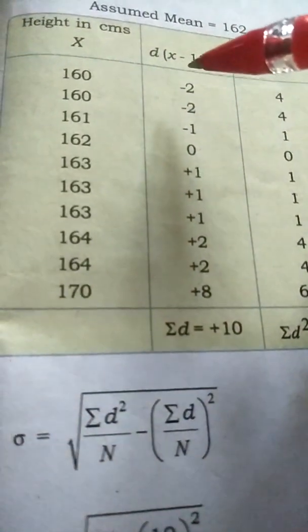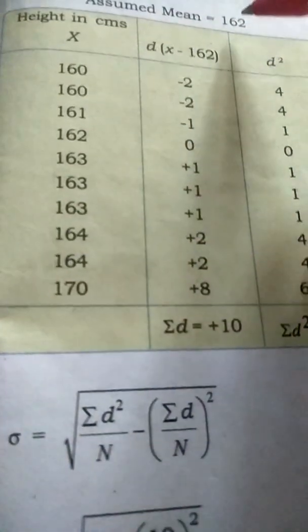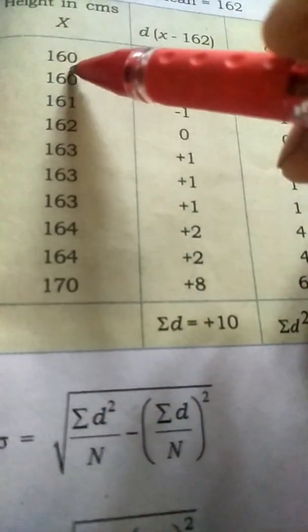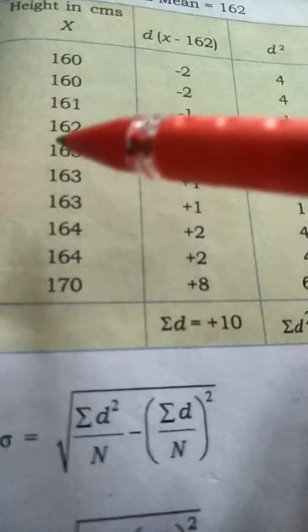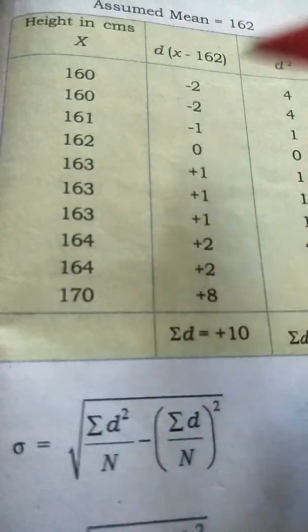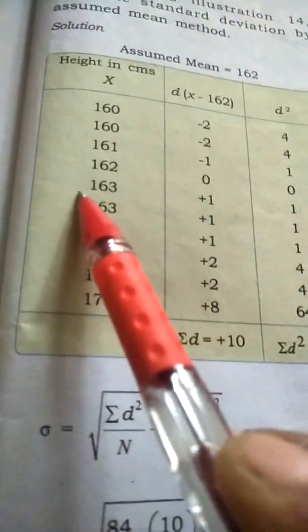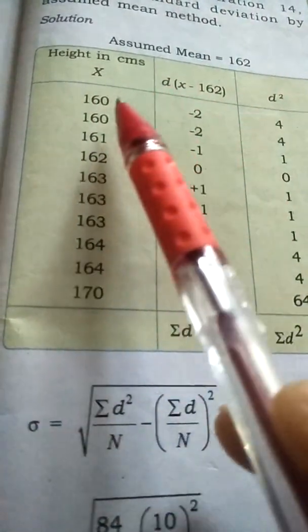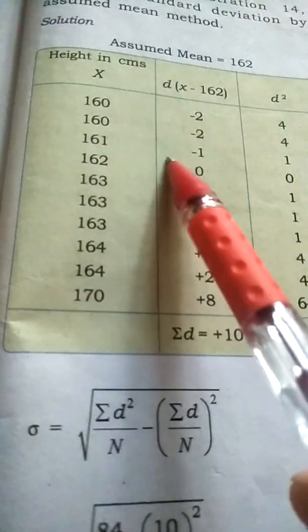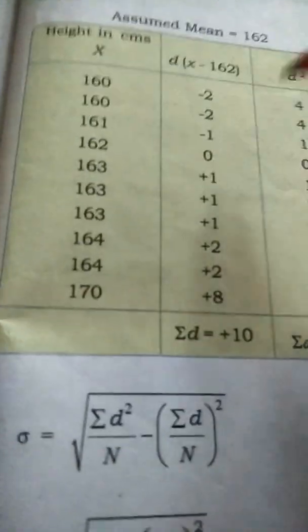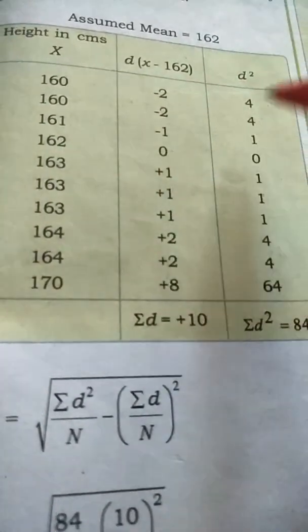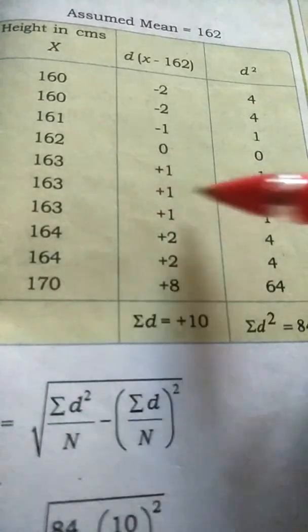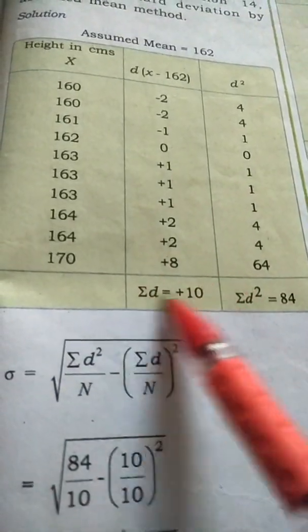Next you need to find the d value. The d value here is x minus a. A here is 162. So 160 minus 162, 161 minus 162, and so on. From these values you need to subtract 162. 160 minus 162, 160 minus 162, 161 minus 162, 162 minus 162. Similarly, you need to find all the d values. Next, you need to find d square. Here d square is 2 square is 4, 4, 1, 0, 1 square, 1 square, 1 square, 2 square, 2 square and 8 square.